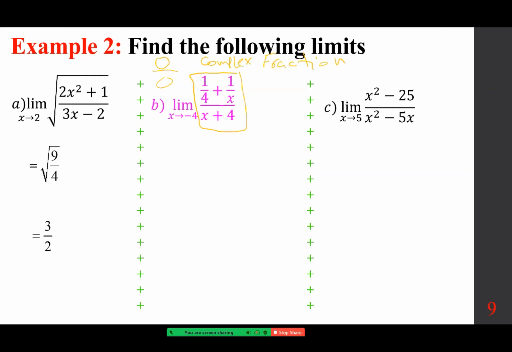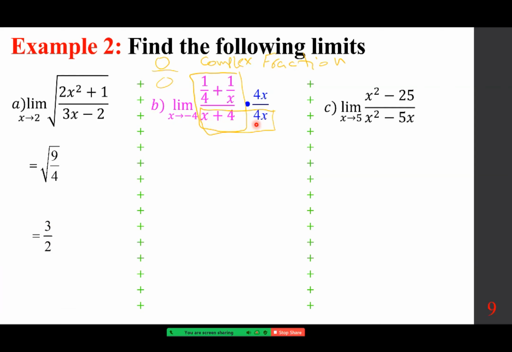There are two fractions at the top, and the LCD is 4x. We are going to multiply the top and the bottom by that. First, I want you to observe what's happening at the bottom. You notice that x is approaching negative 4, and this is x plus 4, and the 0 in the denominator is the one that gives us a hard time. We want to get rid of that. That's why you never ever distribute. You keep it as a product.